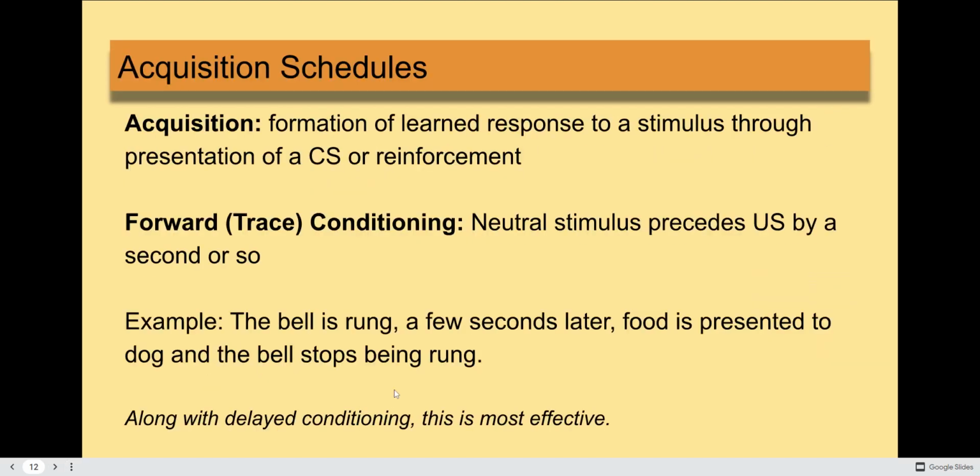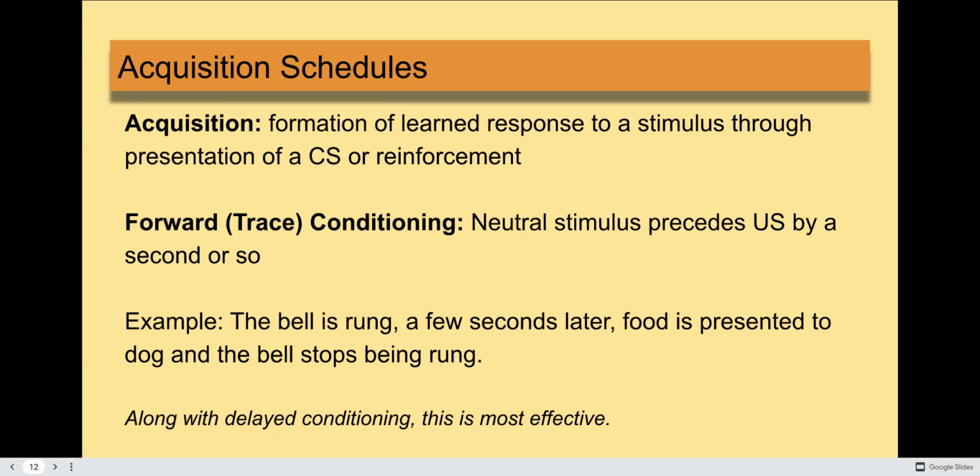Okay, let's talk about acquisition schedules. Now, this is the basis for 4.P.1, the first one, but we're going to take a look at how we acquire, and a lot of studies have been done about how we acquire these classically conditioned responses, like sneezing when you see a barn, or flinching at the sound of a toilet flushing. So we talk about acquisition.